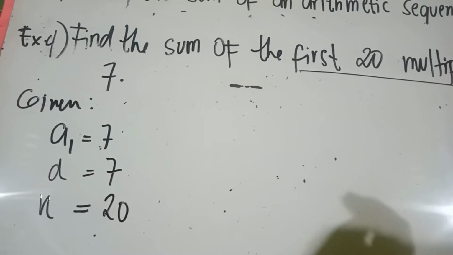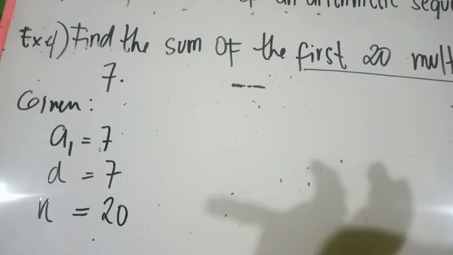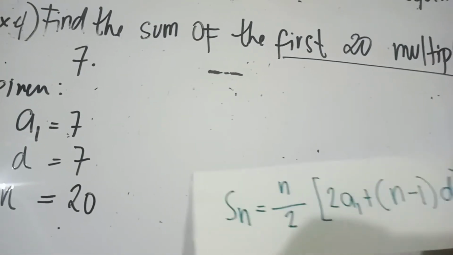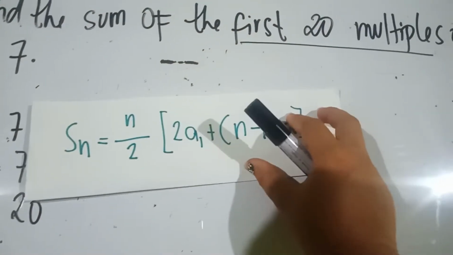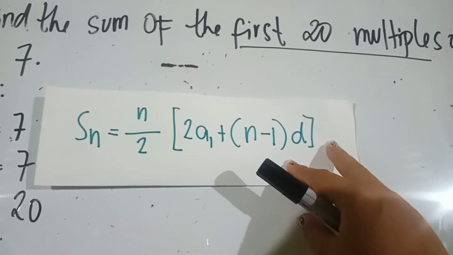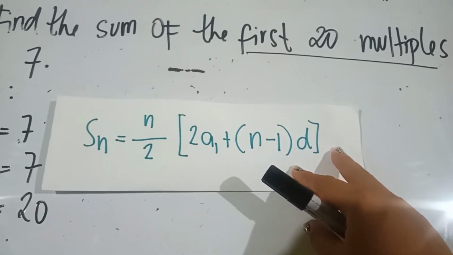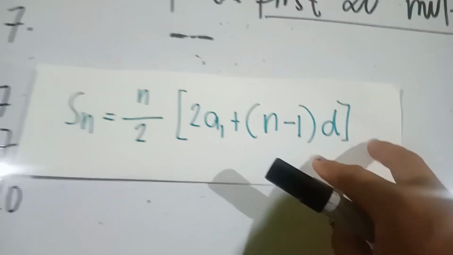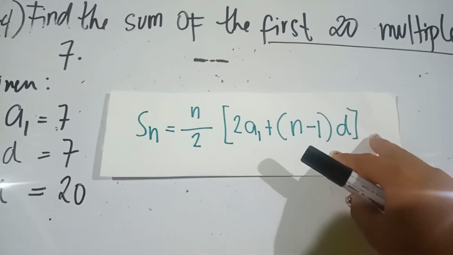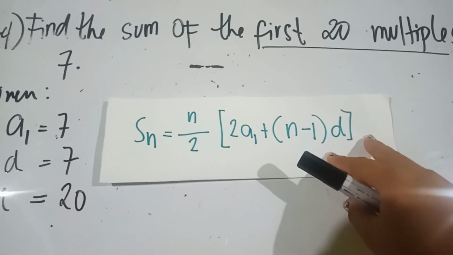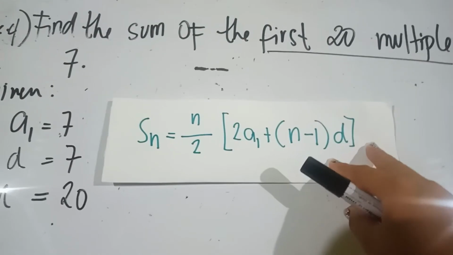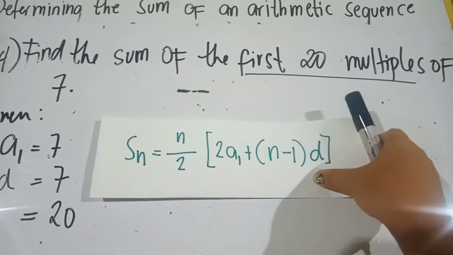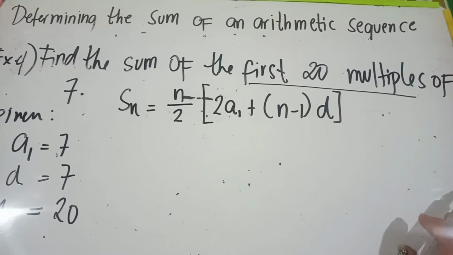Okay, we have no value for a sub n, right? So we can use the first formula that we have. The formula we will use to find the sum of the first 20 multiples of 7 is this one: S sub n is equal to n over 2 times 2 times a sub 1 plus n minus 1 times the common difference. Based on the formula, do we have the value of n? Yes. Do we have the value of a sub 1? Yes. Do we have the common difference? Yes. So we can use this formula to solve the sum of the first 20 multiples of 7. Now, let's solve.